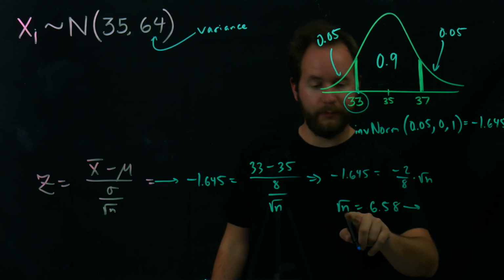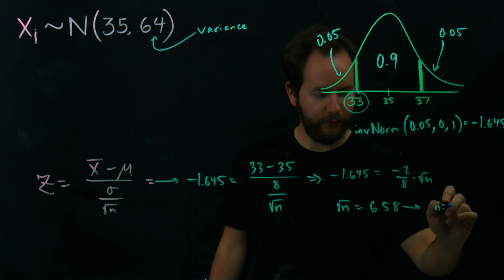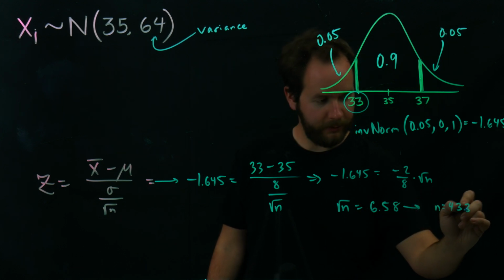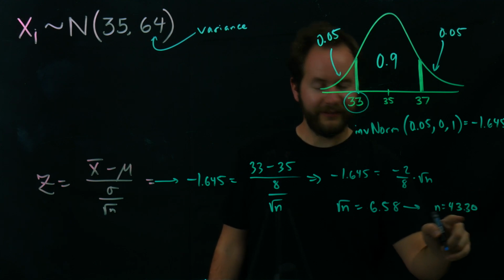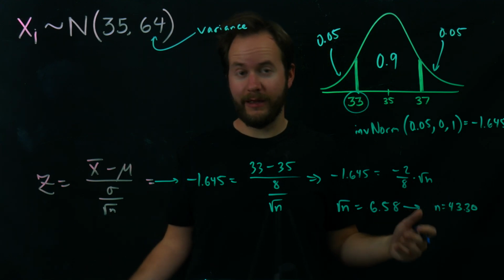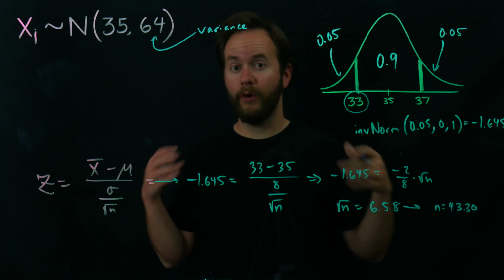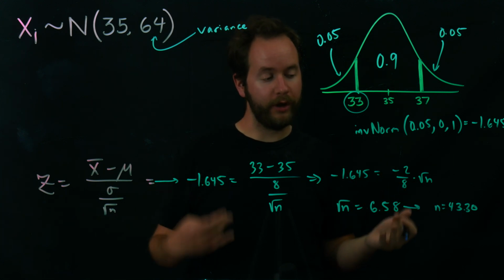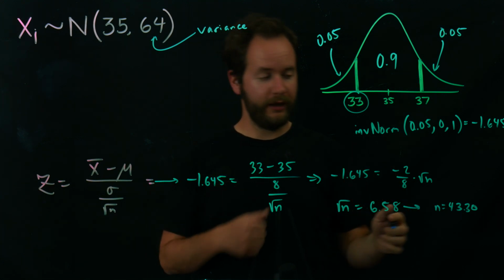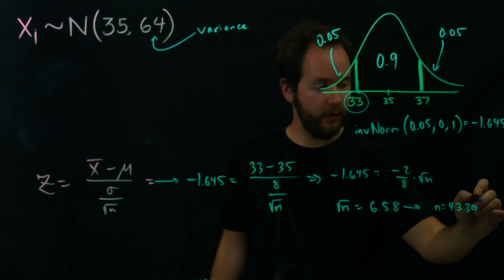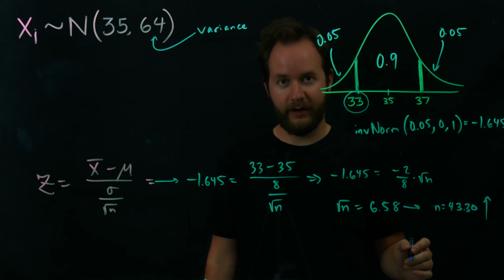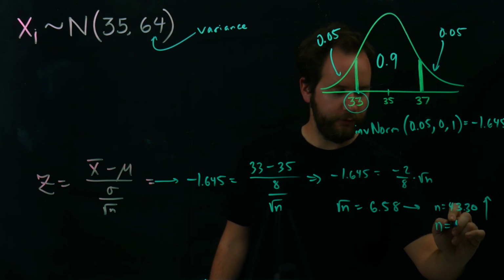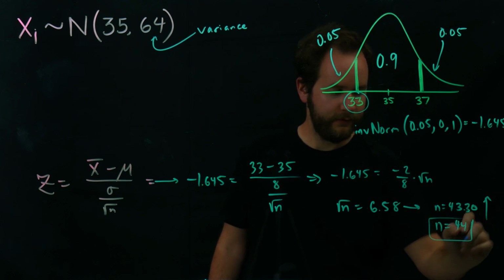And then we're going to square both sides to get my hands on n. N equals 43.30. Now this doesn't make any sense because n can't be a fraction of a number like this. N always has to be a whole number. We can't have 43.3 food carts. So when we get a number like this, when we're trying to find a minimum sample size, we always need to round the sample size up. So that means we have n equals 44, and that is our answer.